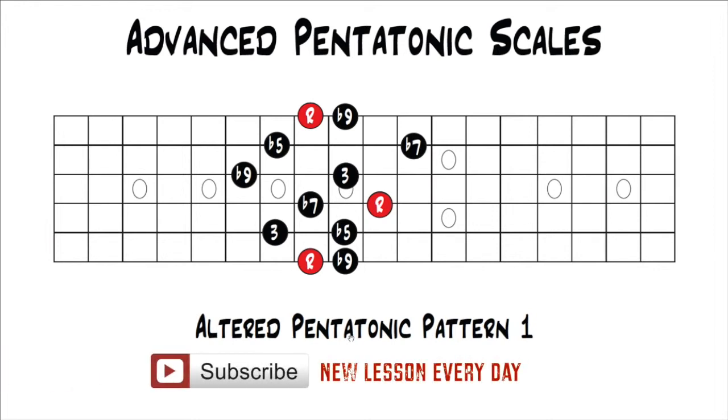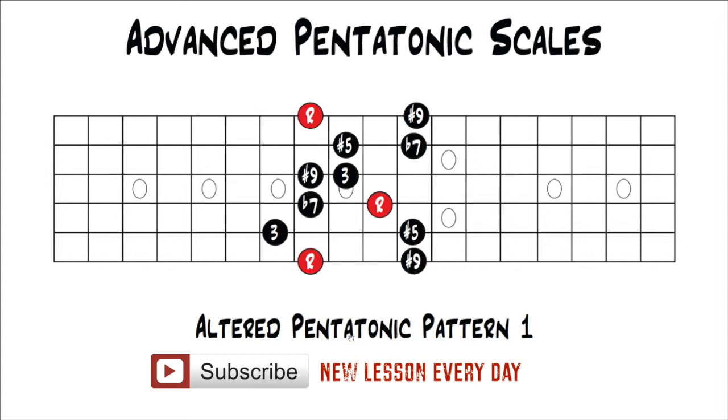So that would give you the altered tones of flat 9 and flat 5. Or instead you can have the sharp 9 and sharp 5, because those are altered tones as well. So move those back up to sharp 5 and sharp 9.